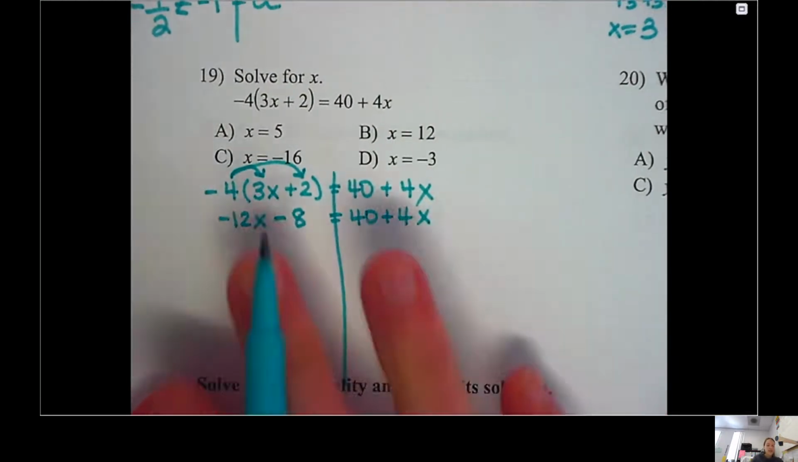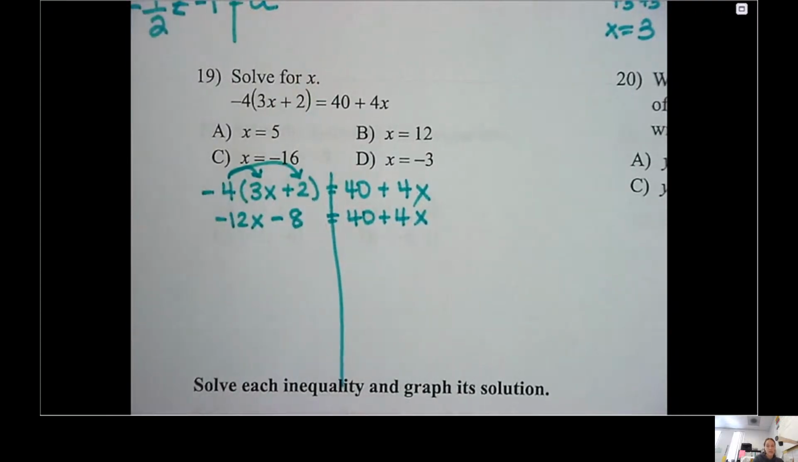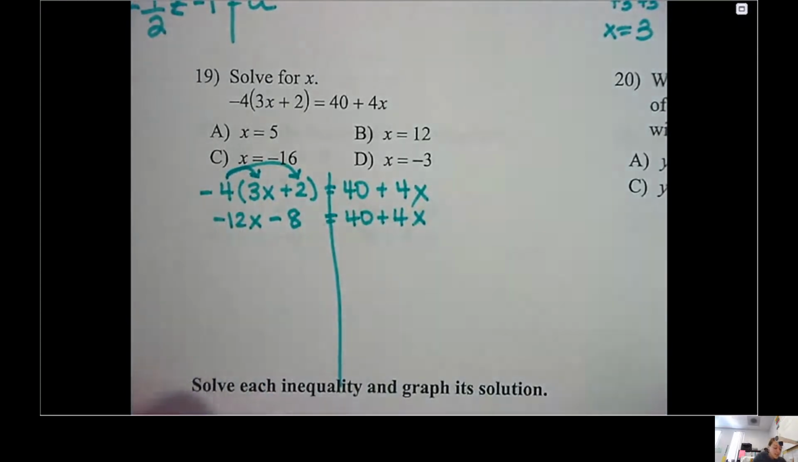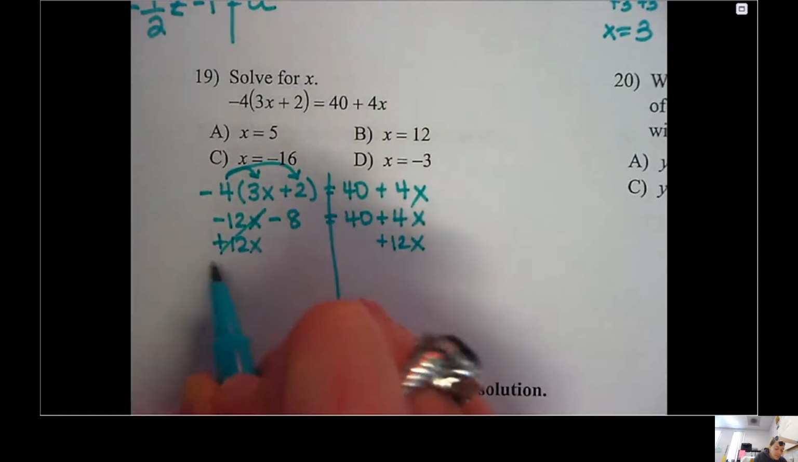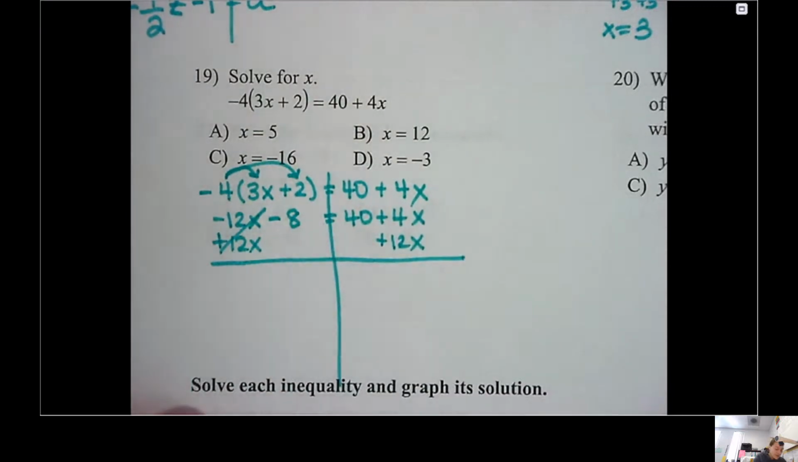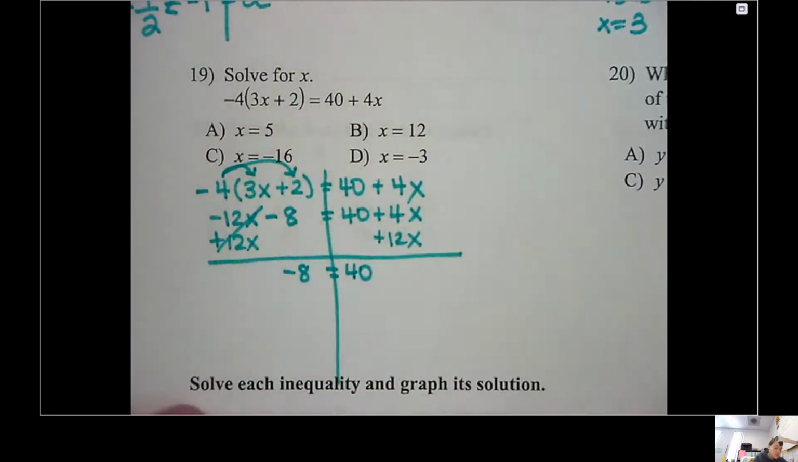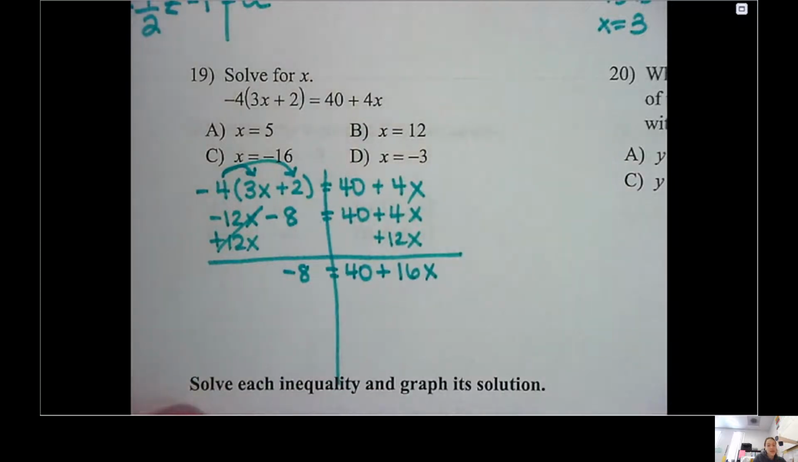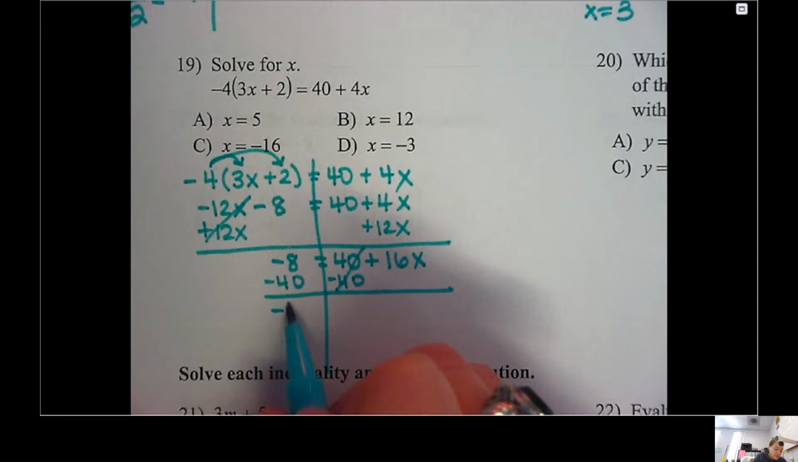Now from here, there's nothing to combine together on the left. There's nothing that I can combine together on the right, so that means I now have to start moving some pieces. Always go for your smallest x, which is -12x, and do the opposite to bring it to the other side. So I'm going to add 12x to both sides. Working from left to right, I'm left with -8 equals, I didn't use my 40, so I bring it down. 4x plus 12x is 16x. And now I want to get the x alone, so I'm going to move the 40 by subtracting it. -8 minus 40 is -48.